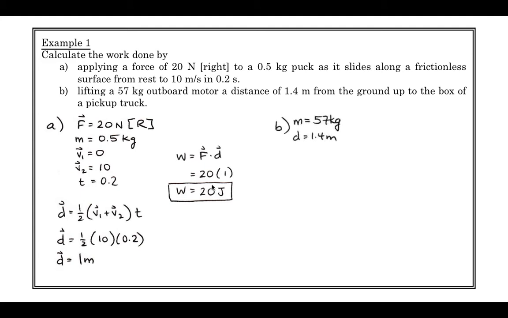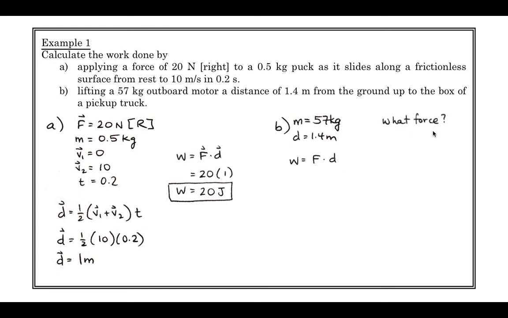Here's example B. Here we're going to lift a 57 kilogram motor a distance of 1.4 meters from the ground up to the box of a pickup truck. So here's what we have: 57 kilograms is the mass, and we've got a displacement of 1.4 meters. If we're going to calculate the work, we need some force. What force do we need to lift with to get this motor up from the ground to a certain distance? In this case, we have to fight the force of gravity, and so that's what we're going to lift with.